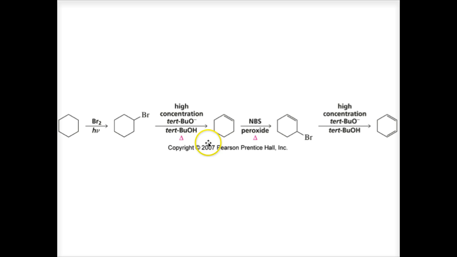As you can see, the alkane is brominated in the presence of light. Dehydrohalogenation occurs to form the first double bond. There it is. Cyclohexene undergoes allylic substitution to add bromine. There it is. And the brominated product is then dehydrohalogenated once again, adding the second double bond. So we've used bromination and then dehydrohalogenation twice to make the 2 double bonds in the cyclohexene ring.